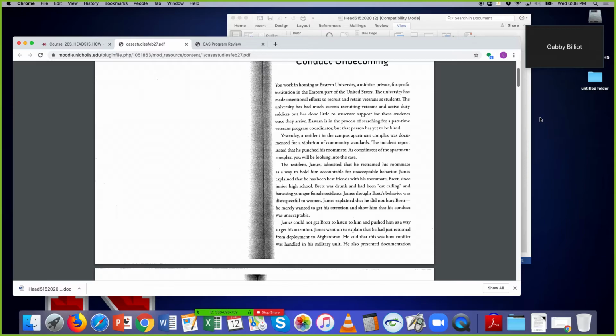Gabby, tell me when you're ready to move to the next page. I'll pull it up, unless you have a copy. Yeah, in front of me. You have a copy in front of you? I do. Okay. Does anybody else need time to read it?